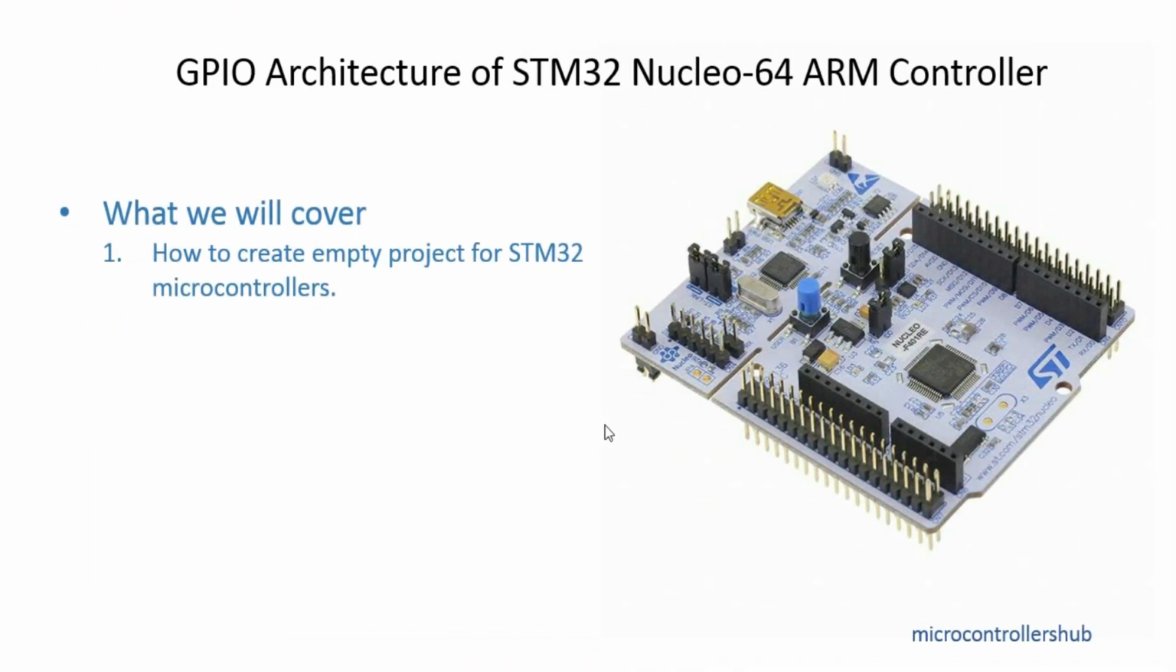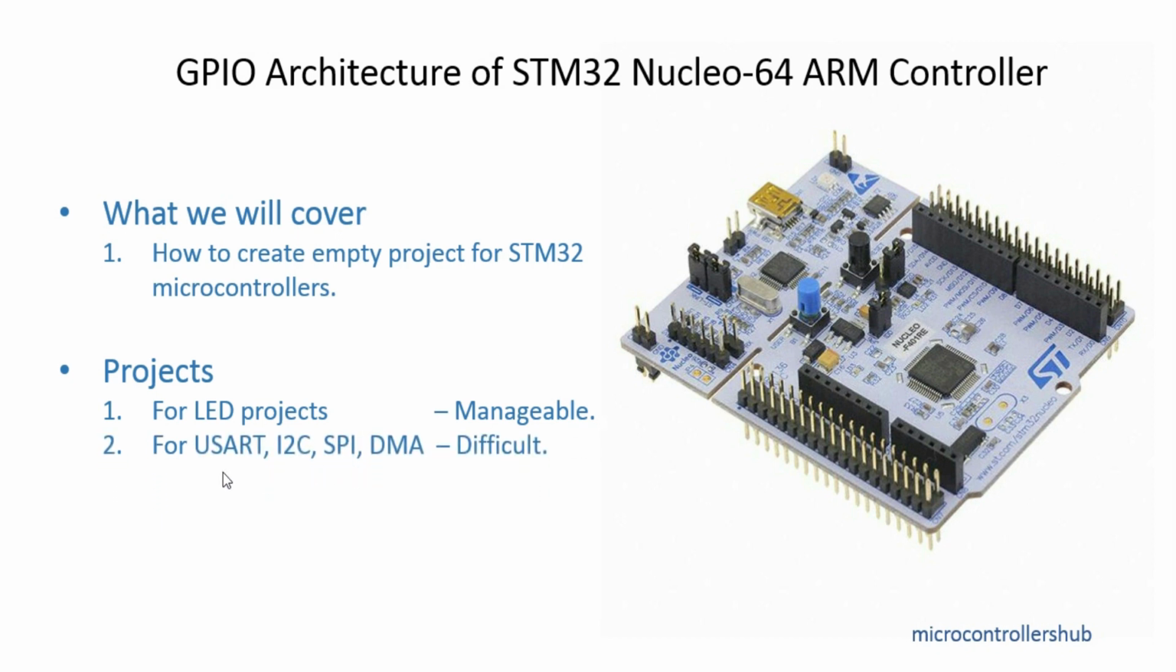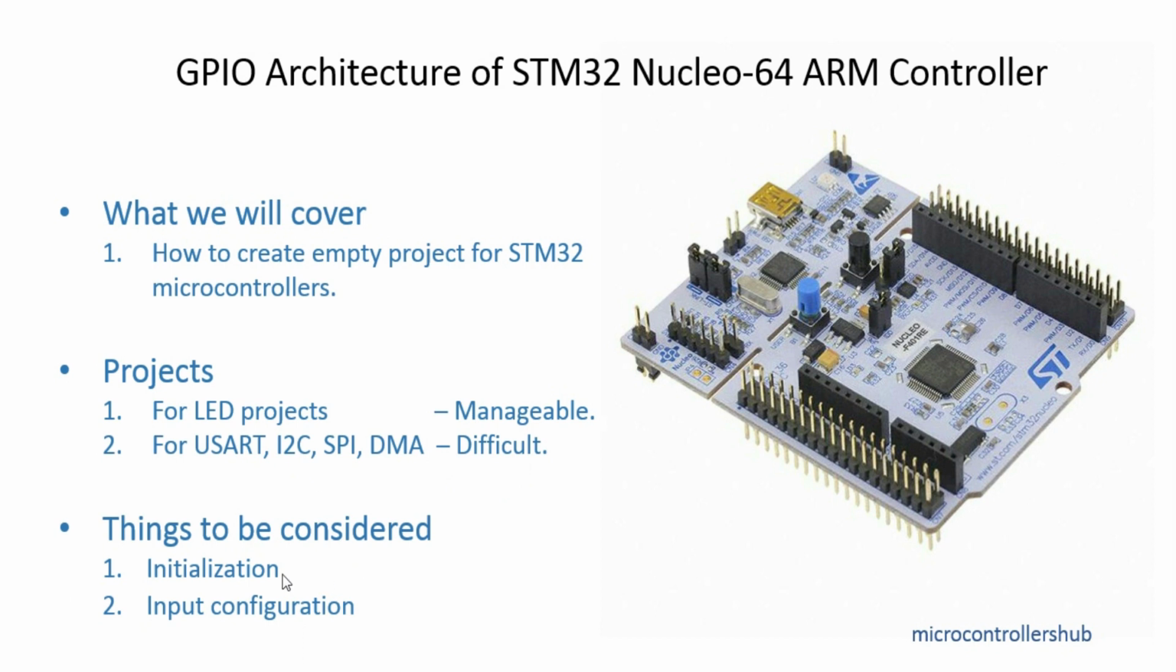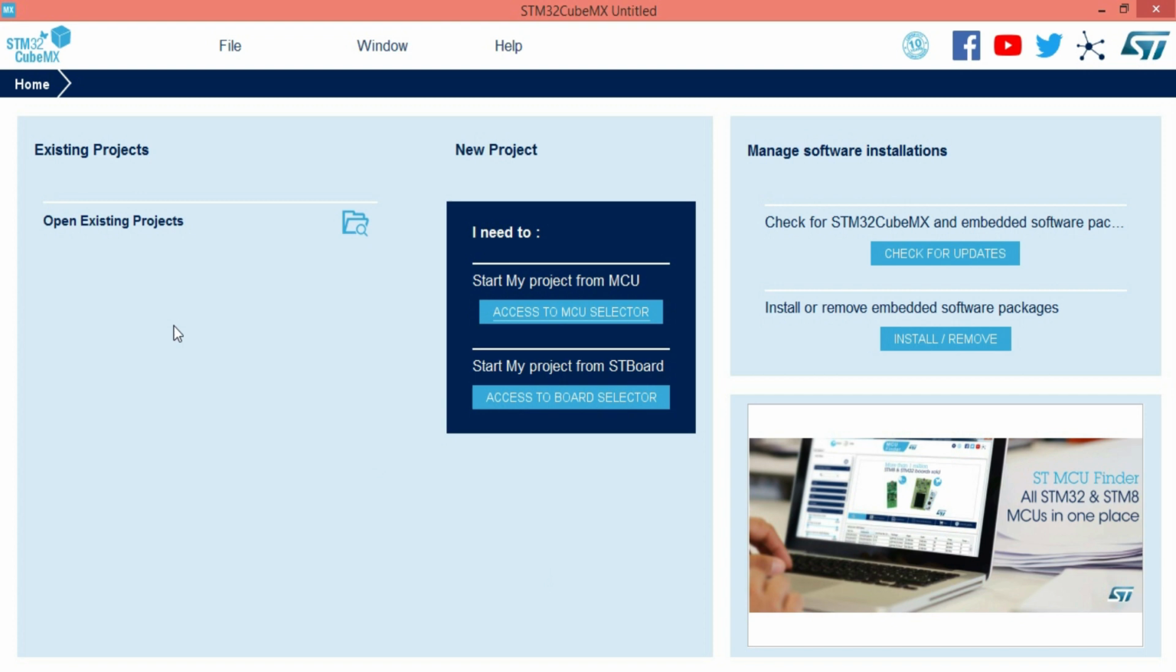Now we will see how to create an empty project for STM32 microcontrollers. Even if we want to write code for a blinking LED, there are a lot of things that should be taken care of, which can be done manually. But if you want to do projects in which you want to use USART, I2C, SPI or DMA, then writing it from scratch is really difficult. You need to take care of all of the initialization and input configuration and all. But fortunately, we have a solution for this. That is STM32 CubeMX tool.